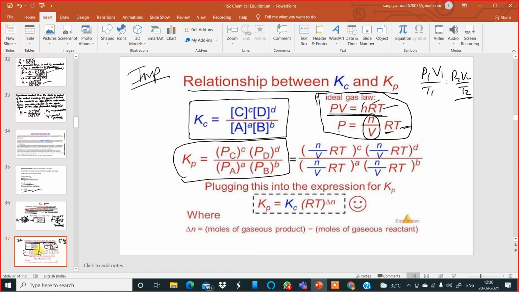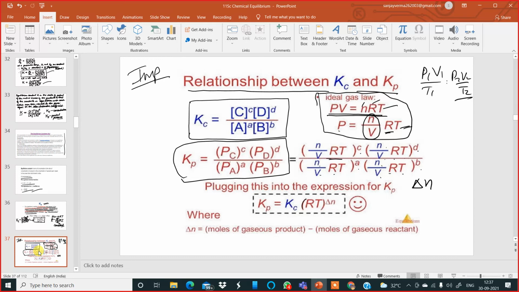And if I replace this Pc by n/VRT, it takes another form: (n/V RT) to the power of c, (n/V RT) to the power of d, (n/V RT) to the power of a, (n/V RT) to the power of b. So if I take RT common outside, the equation becomes Kp is equal to Kc within brackets RT to the power of delta n.